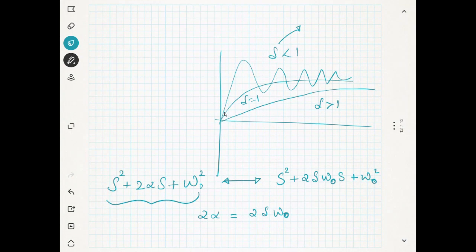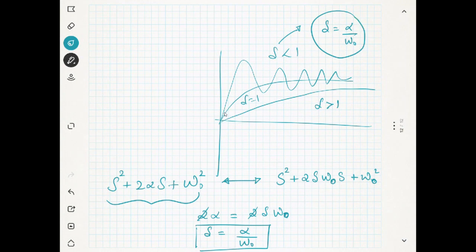So what will be my delta? My delta will be equal to, the 2 will cancel, alpha by omega naught. This is my equation for delta. Delta equal to alpha by omega naught. I hope it is clear to you.